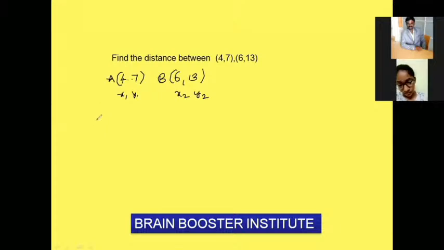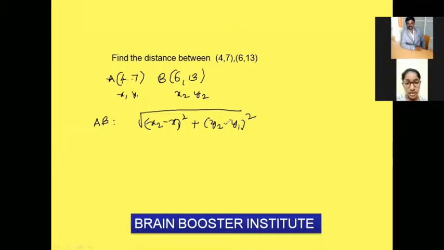Already we know that the distance AB is equal to the square root of (x2 minus x1) whole square plus (y2 minus y1) whole square. For example, in your examination, if the question has come like this, please write it down.